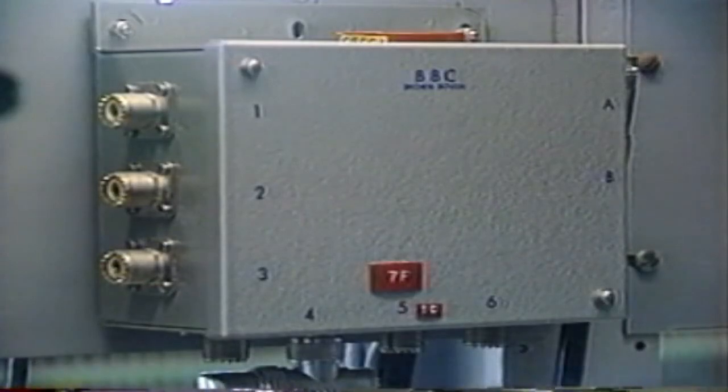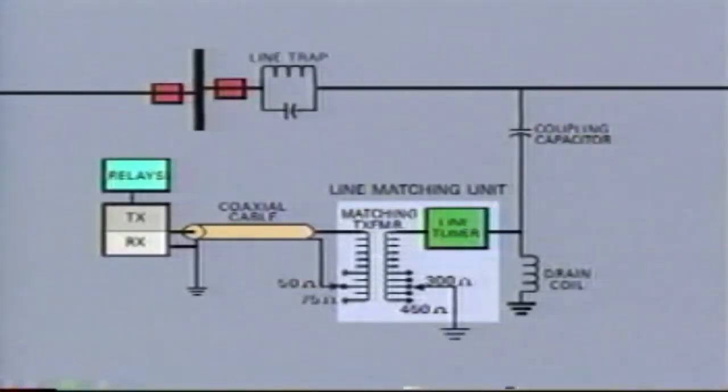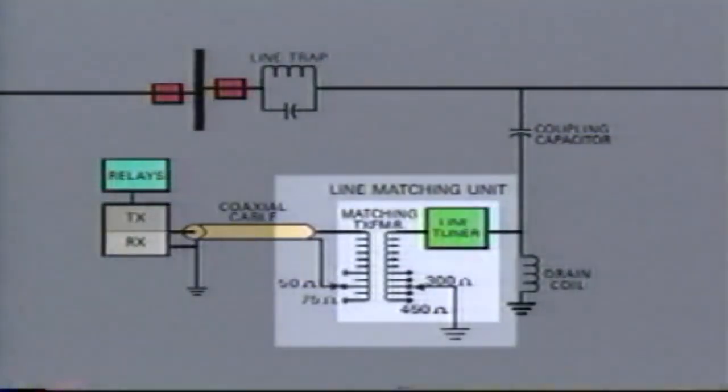Invariably, the tuning equipment includes a multi-tapped impedance matching transformer at the input end. This is needed to overcome any impedance mismatch which may exist between the transmission line and the power line carrier equipment. The LMU allows us to provide proper impedance matching during the commissioning stage.